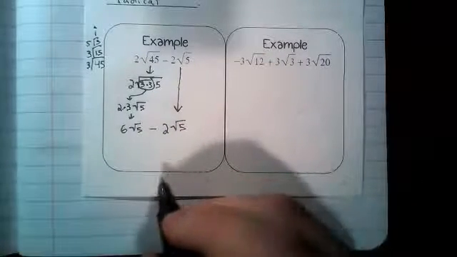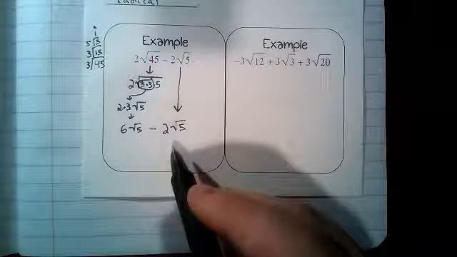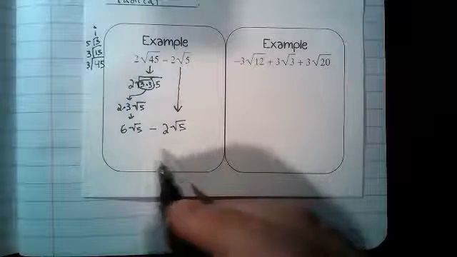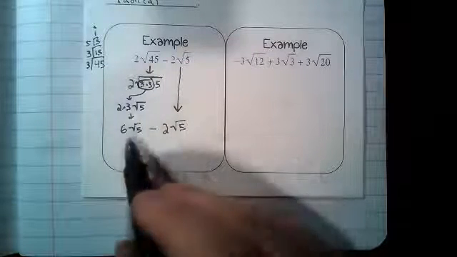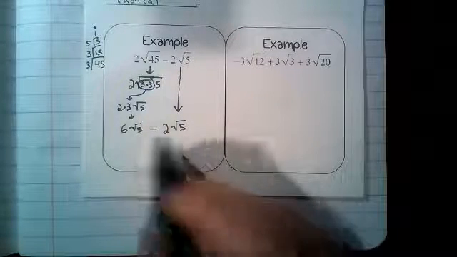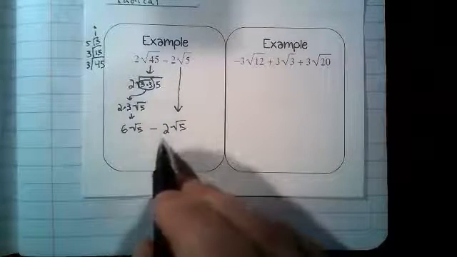Okay. So if I have 6 square root 5 minus 2 square root 5, it's kind of like having 6x minus 2x, right? Or 6z minus 2z. These are both the same, so all I do is work with the coefficients.